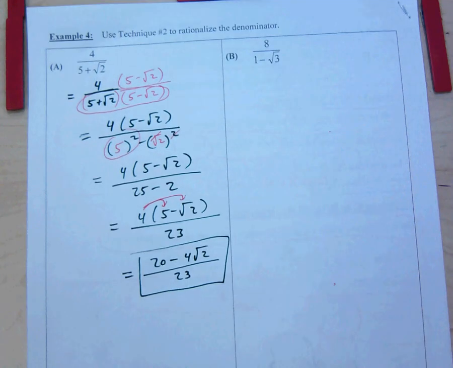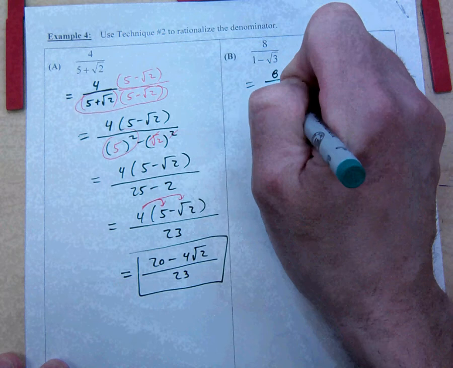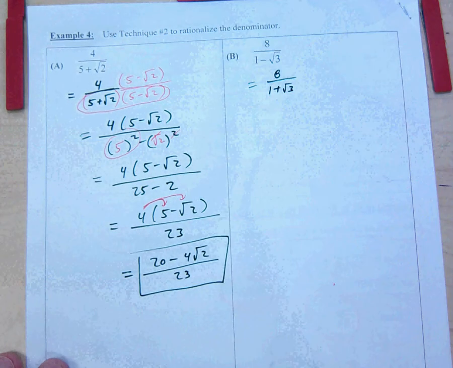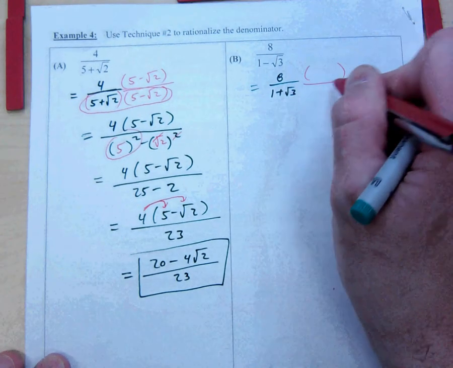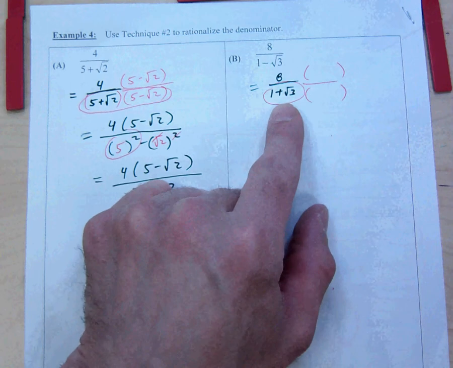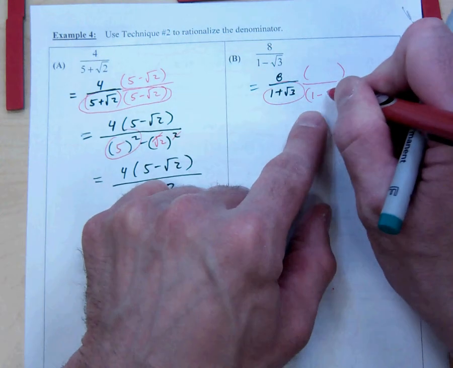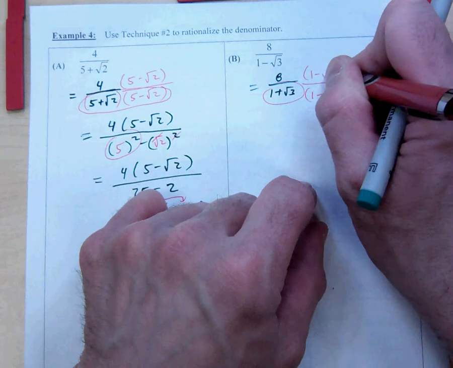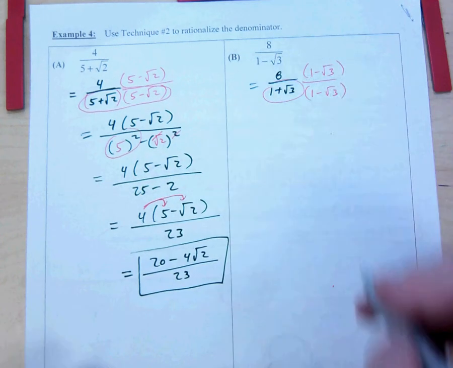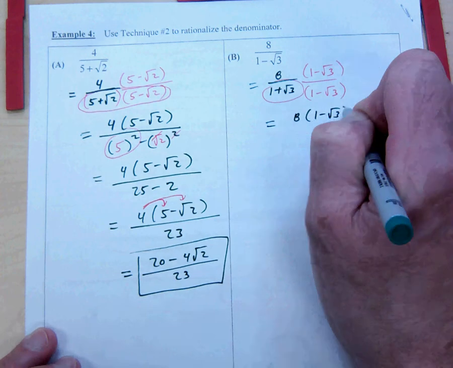Okay, so watch. Isn't this a conjugate situation? Okay, so what do I multiply top and bottom by? What's the conjugate of that, guys? What's the conjugate of 1 plus square root of 3? 1 minus the square root of 3. Everybody agree with that? Okay, so on the top, just leave it alone. Don't distribute until the very last step.